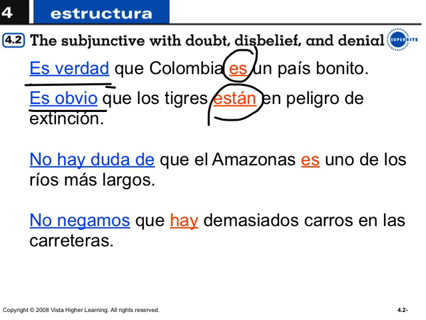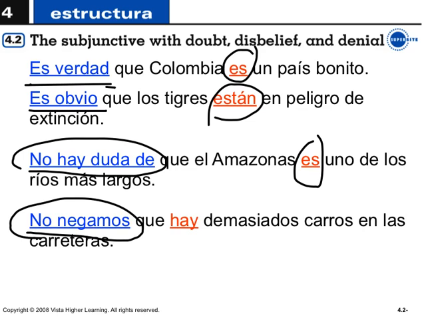Es verdad que Colombia es un país bonito. It's true. So because the speaker is saying it's true, that will be indicative. Es obvio que los tigres están en peligro de extinción. And then we have the expression no hay duda. No hay duda de que el Amazonas es uno de los ríos más largos. So the speaker thinks that is true, and so the indicative is used.